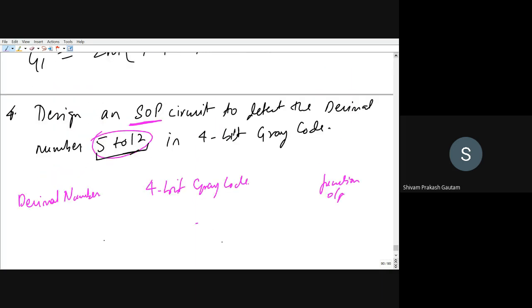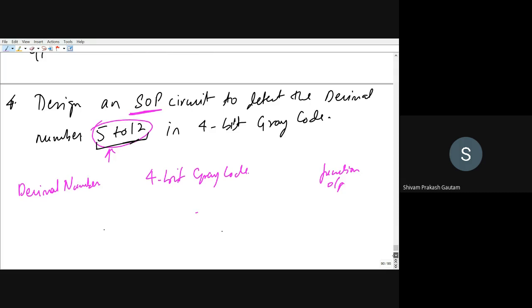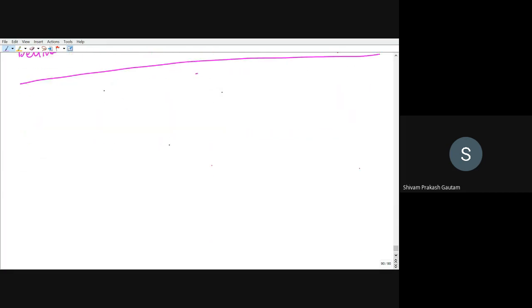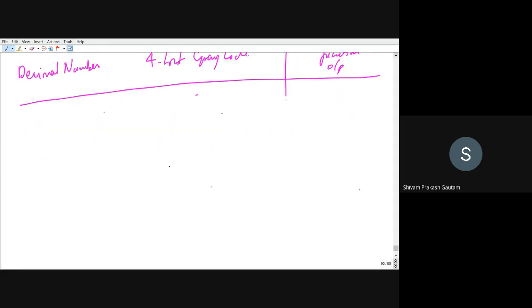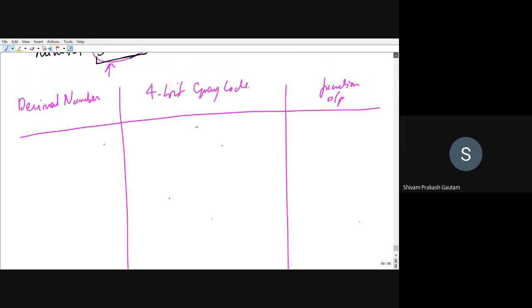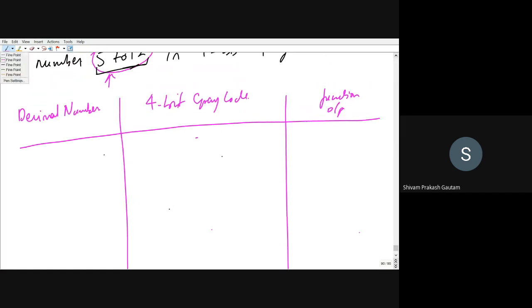The function will be high from decimal number 5 to 12. Just pay attention. Function will be high from decimal number 5 to 12. Rest for all the cases it will remain 0. Okay, so let us just draw that. We will start. Let me write G4, G3, G2, and G1.